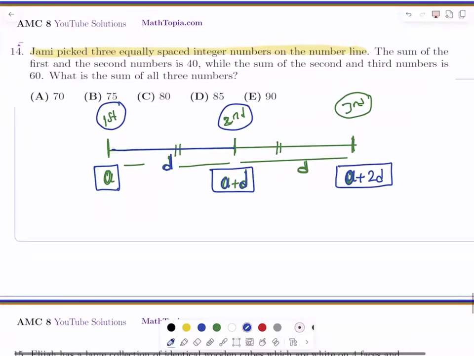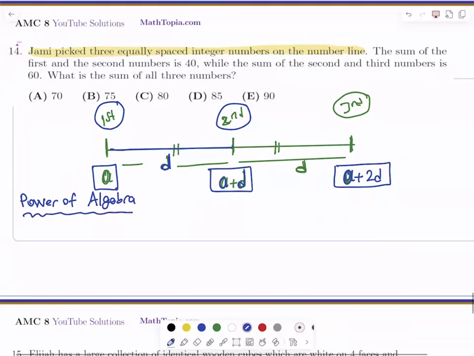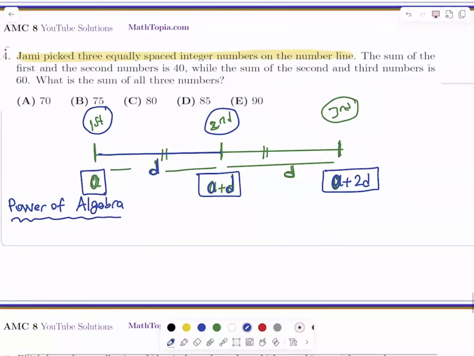The third number is A plus 2D. So what we call the power of algebra. That's why SMP2 is called the standard for mathematical practice. I teach teachers, and I encourage them to use the power of algebra. That means, Yusuf, let's make an equation out of these two pieces of information.